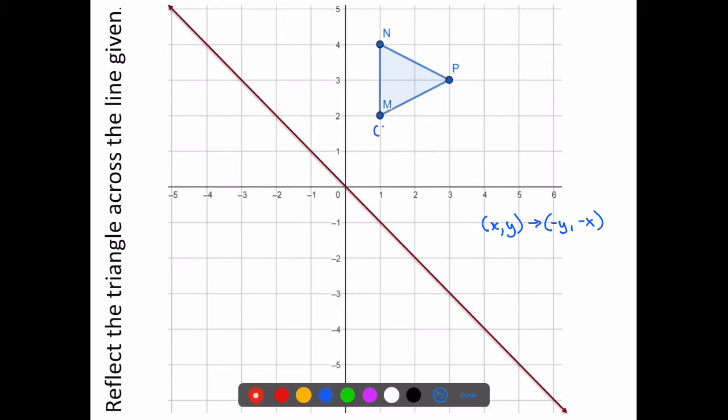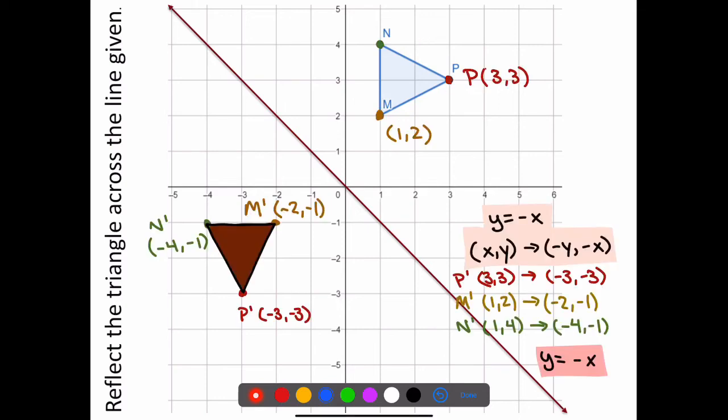M is at (1, 2). P is at (3, 3). And N is at (1, 4). So therefore, N prime should be at (negative 4, negative 1). So here's N prime. M prime, right here, should be at (negative 2, negative 1). There it is. Just have them all pop up for me. So here's our new points over here.